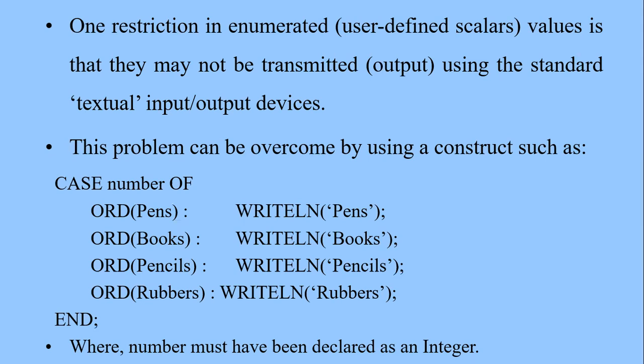So case number of simply means that if the value of the memory location called number is 0, display pens. If it is 1, then display books. If it is 2, display pencils. If it is 3, display rubbers.